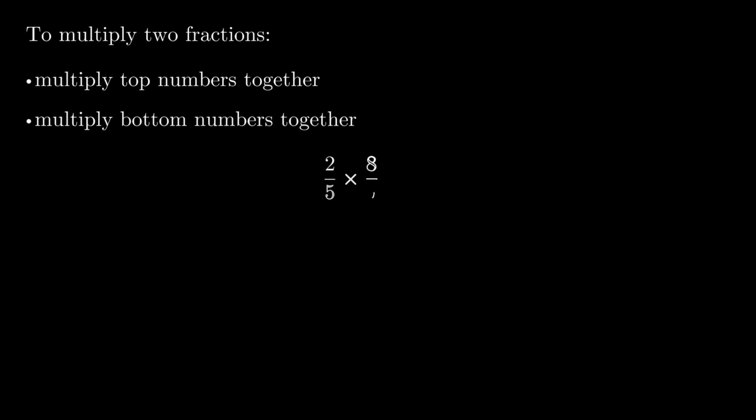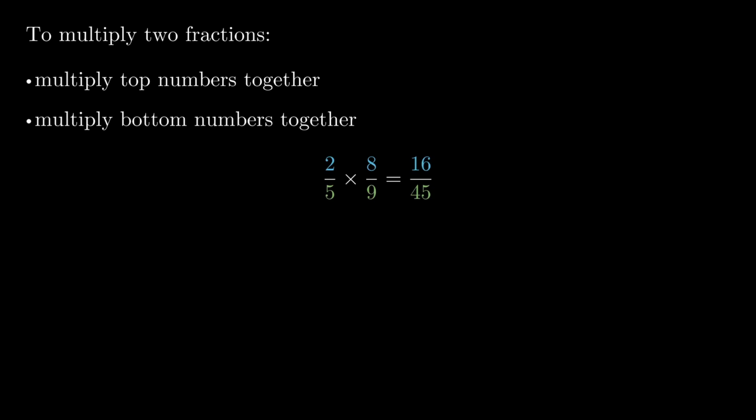Okay, so let's see another one. If we have, say, 2 over 5 times 8 out of 9, what do we do? Well, the top numbers are 2 and 8, so they multiply to 16. Bottom numbers, 5 and 9, multiply to 45. Okay, so it's easy as just doing that. Multiply top, multiply bottom, and you're done. Okay, but I hope you see why as well.